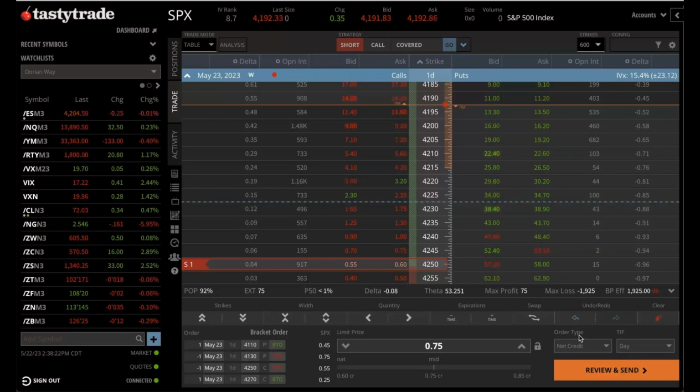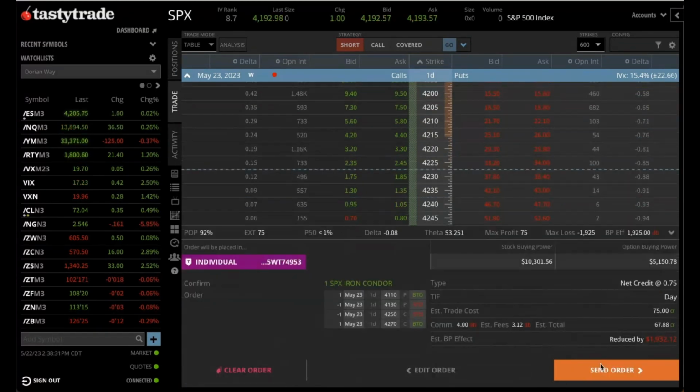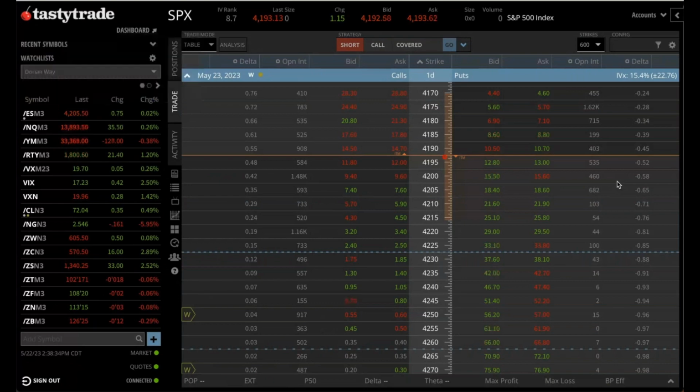If we can get filled at this, awesome. If not, we're going to adjust one of the sides. So this is what we're going to execute at this point. I want to see if we can get the 75. I doubt it. We're going to put it in. We're going to give it about a minute, and then if we can't get the 75, then we're going to adjust the trade a little bit.